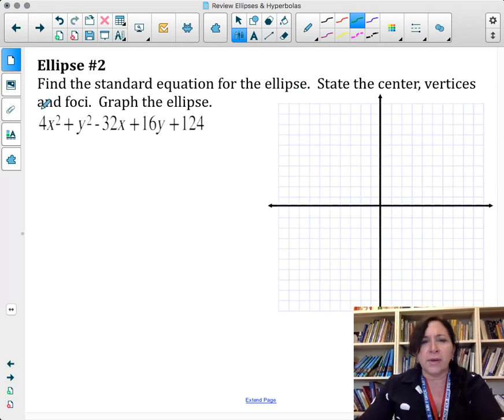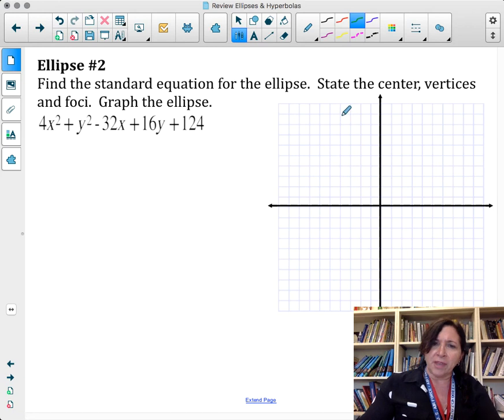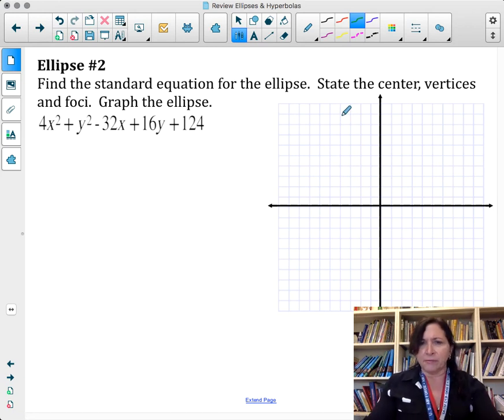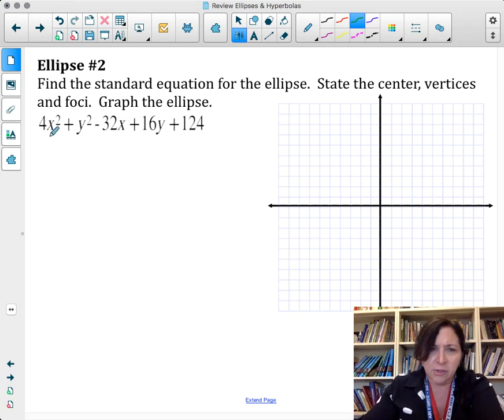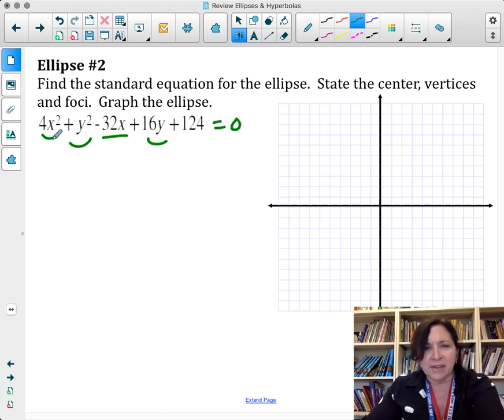For number 2, it says find the standard form of the equation for the ellipse. So this is the second problem for ellipses. State the center, the vertices, and the focal points. Graph the ellipse. So for this problem, we are going to complete the square. And because I have an x squared term and an x, and a y squared term and a y, and this should equal 0, that means that I am going to complete the square 2 different times.